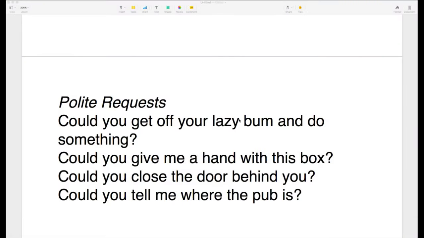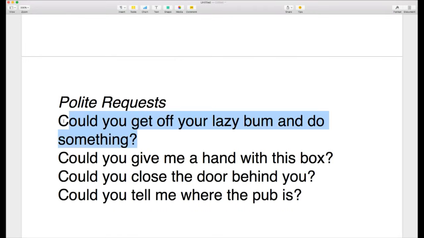The examples that I've put here, I've been a little bit sarcastic with these examples. I've put, could you get off your lazy bum and do something? I'm obviously being sarcastic with this one because I'm not being polite, because I'm saying they're on a lazy bum. Your bum is your bottom, it's what you sit on.